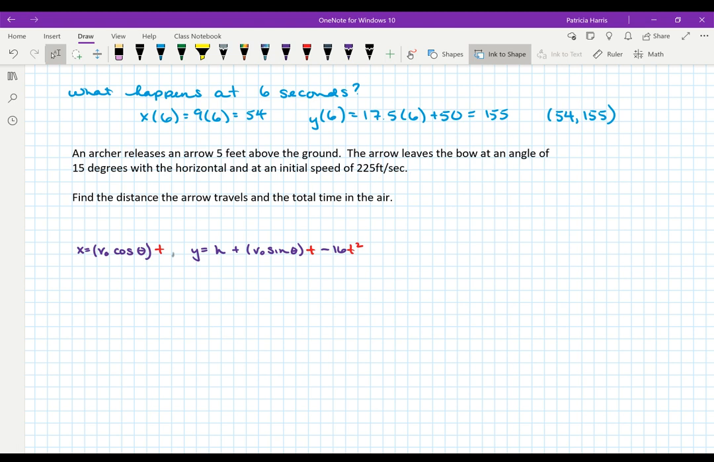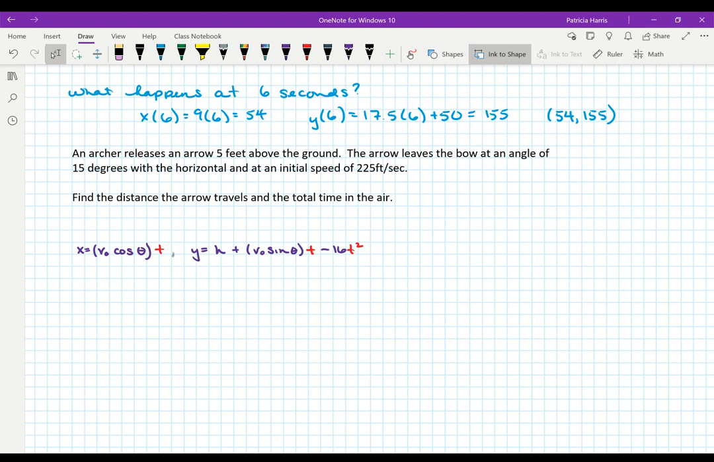Okay, so we have an archer who releases an arrow 5 feet above the ground. The arrow leaves the bow at an angle of 15 degrees with the horizontal and an initial speed of 225 feet per second. Find the distance the arrow travels and the total time in the air.